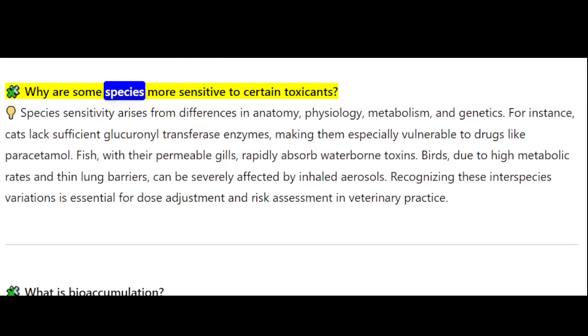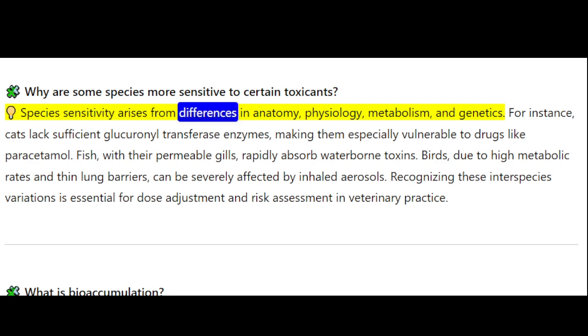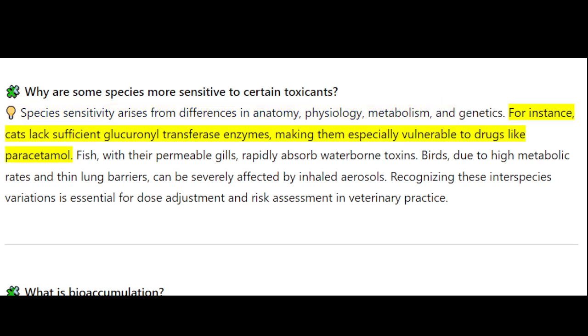Why are some species more sensitive to certain toxicants? Species sensitivity arises from differences in anatomy, physiology, metabolism, and genetics. For instance, cats lack sufficient glucuronyl transferase enzymes, making them especially vulnerable to drugs like paracetamol. Fish, with their permeable gills, rapidly absorb waterborne toxins.